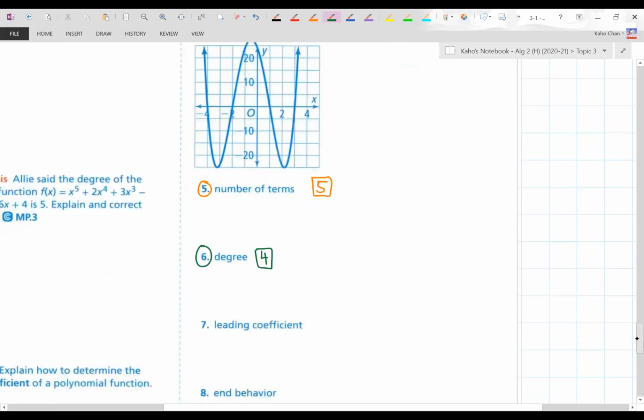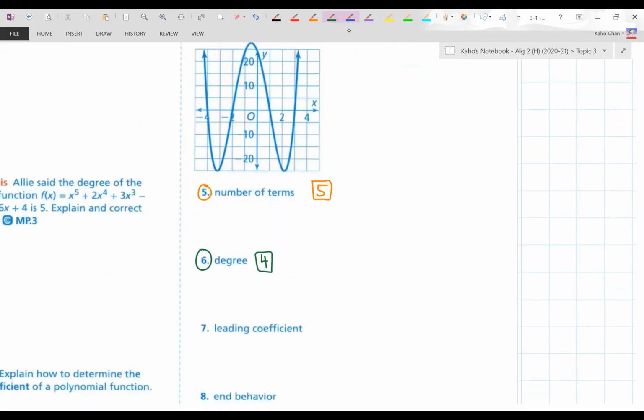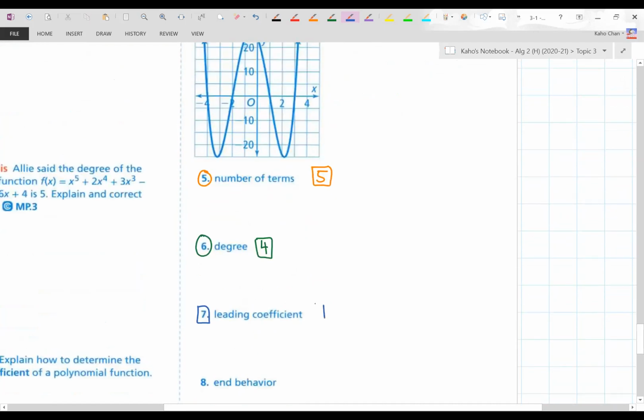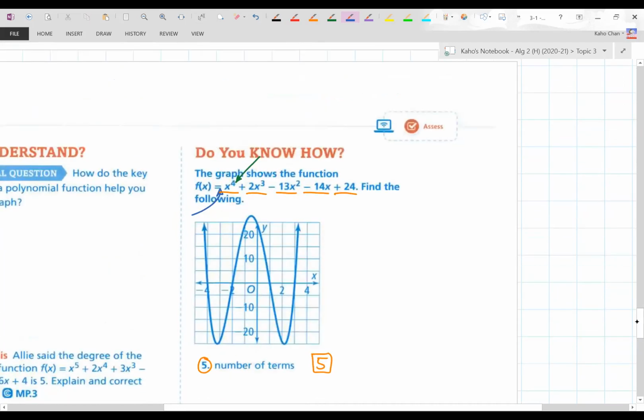Next question, they're asking for the leading coefficient. Looking at my function here, the leading coefficient is 1. So let me put that down as well. This last page is nice. And behavior is next. Notice that to the left, it's going up. To the right, it's going up. So let me indicate that for number 8. They're both going up.